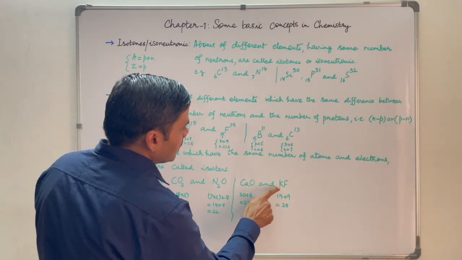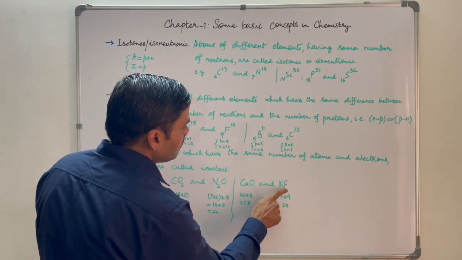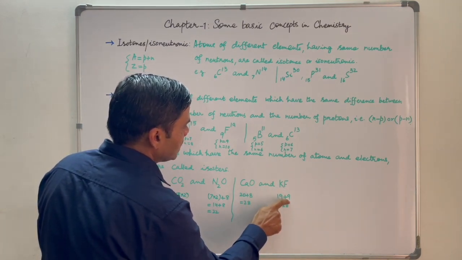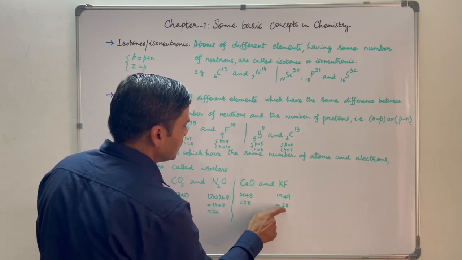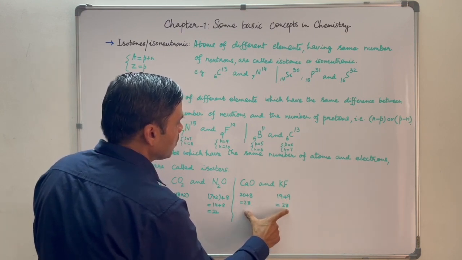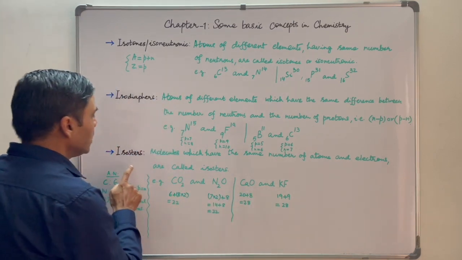In KF, atomic number of K is 19, so 19 into 1, plus atomic number of fluorine is 9, 9 into 1. So it will be 19 plus 9, that is 28. So they have the same number of electrons as well. So CaO and KF are isosters.